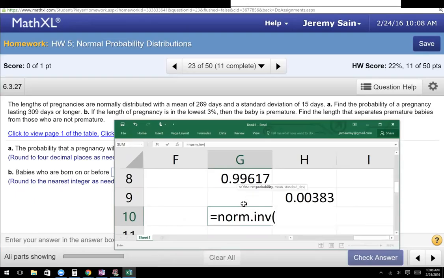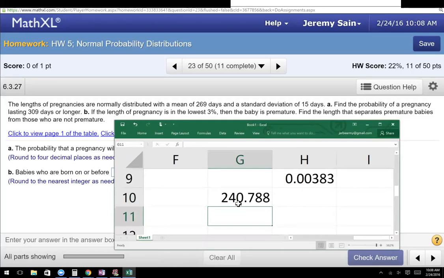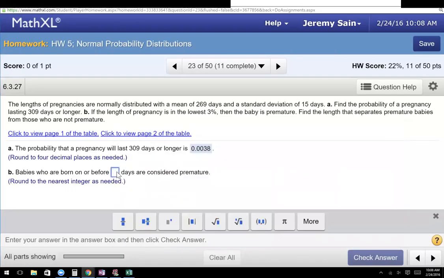And again, if you don't remember, it tells you, hey, first you put in the probability, which is 0.03. It says next you put in the mean, which is 269. And then it says next you put in the standard deviation, which is 15. So 240 days is premature, or 241.